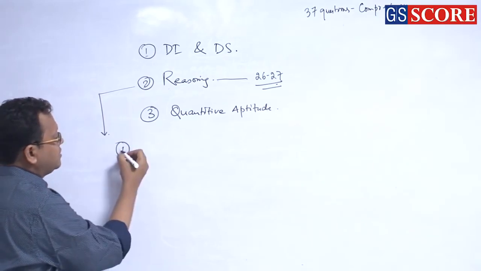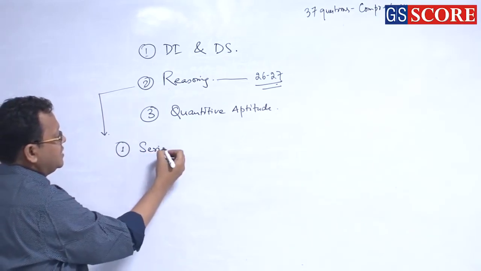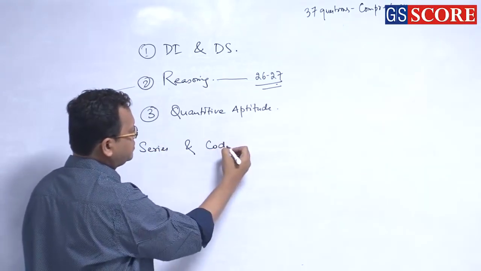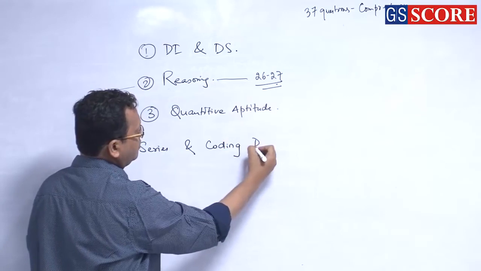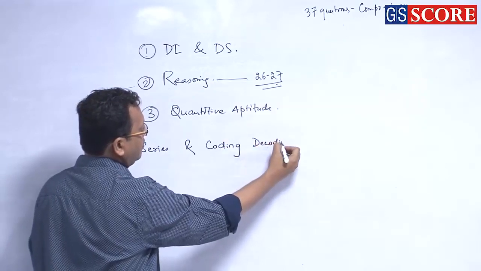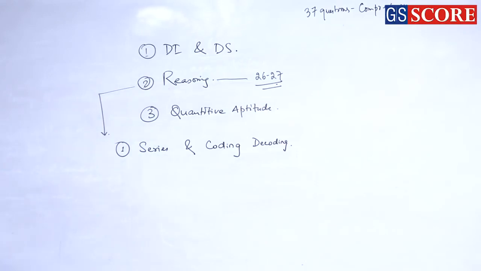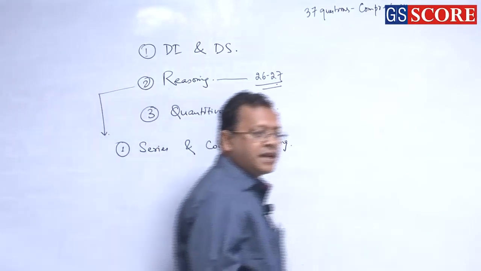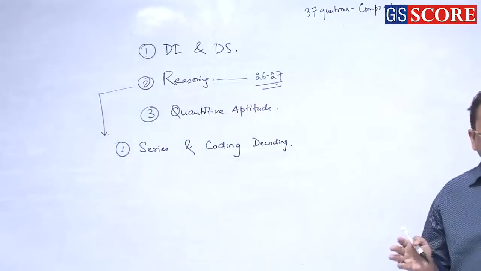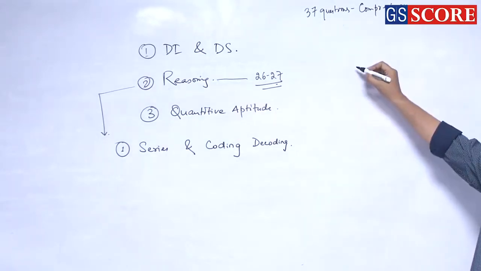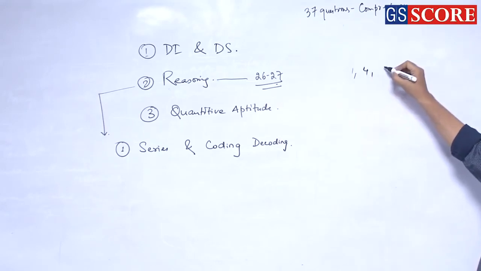Now, the main areas that are tested in the reasoning section are series questions and coding decoding. Now, what do you mean by series questions? Series questions can be number series, can be letter series, can be a combination of number as well as letter series.